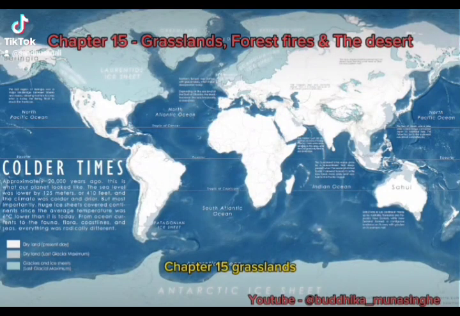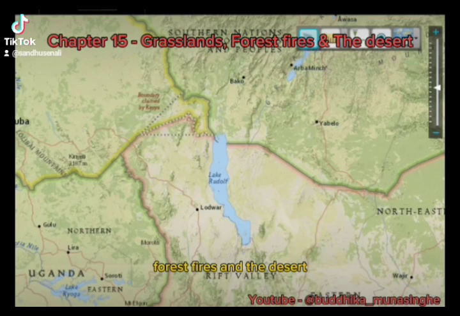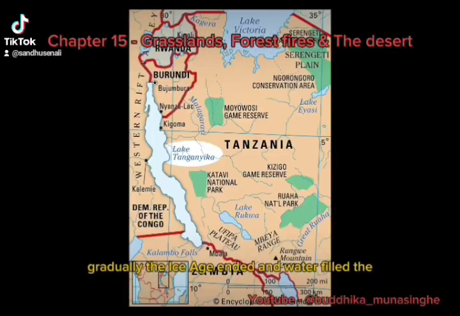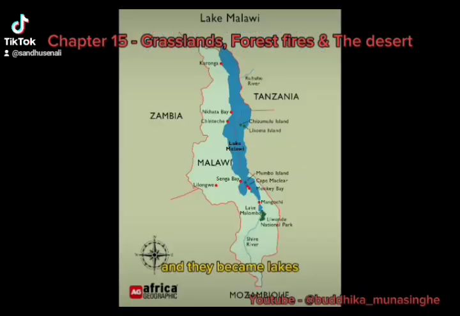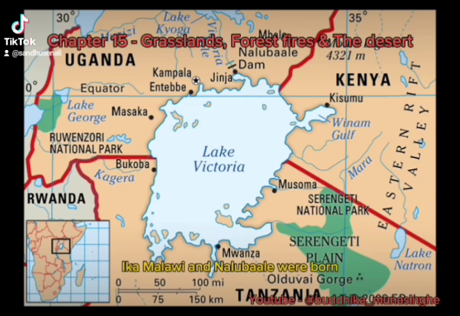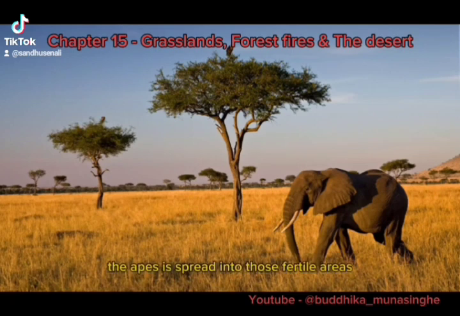Chapter 15: Grasslands, Forest Fires, and the Desert. Gradually, the Ice Age ended and water filled the depression of the mountain range that had emerged in the east of the African continent, and they became lakes. Lakes such as Tana, Turka, Mobutu, Tanganyika, Malawi, and Nalubale were born. The apes spread into those fertile areas.